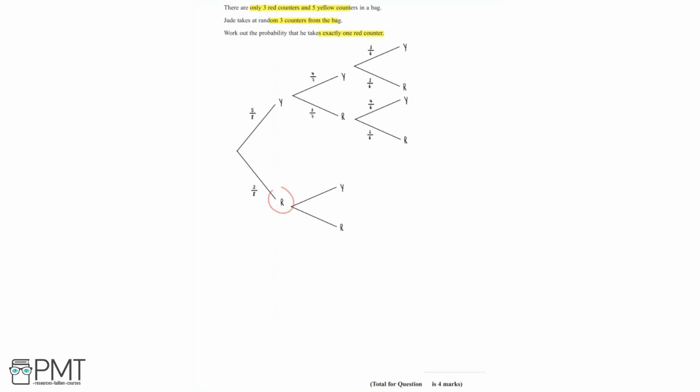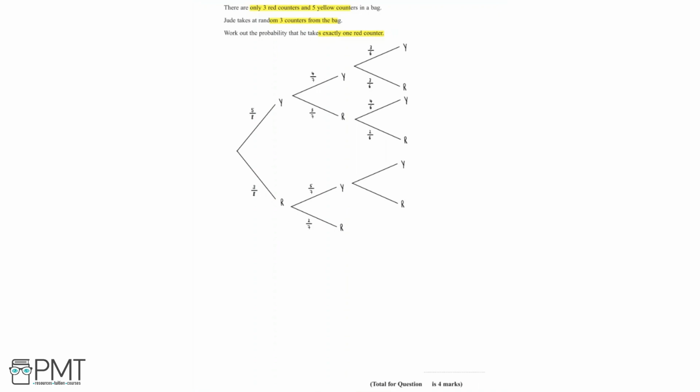Now if we take a red the first time, that means the yellows are untouched, and so we still have 5 yellow counters left in the bag out of a total of 7. As for the red counters, if we've already taken 1 and there were 3 to begin with, that means there are 2 left out of a total of 7. Now let's consider what happens when we take a red on the first go and a yellow on the second go. If we've taken a red and then a yellow, that means 2 counters have already been taken from the bag, and so we'll have a total of 6.